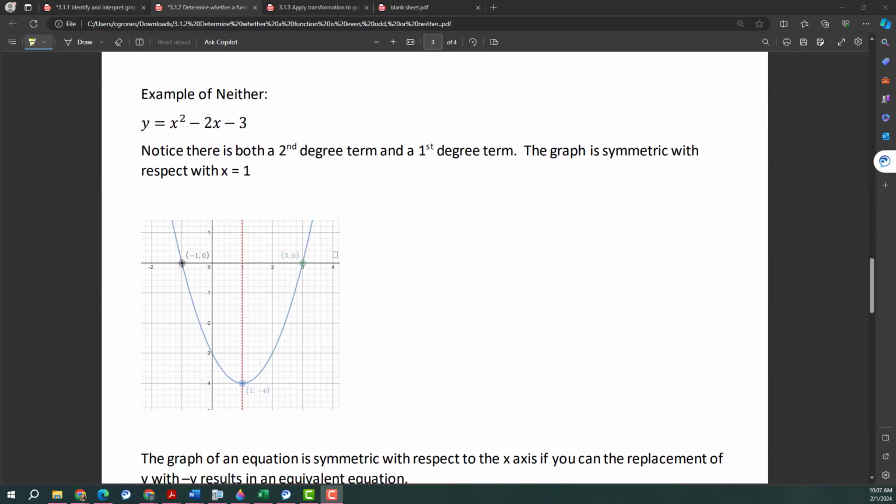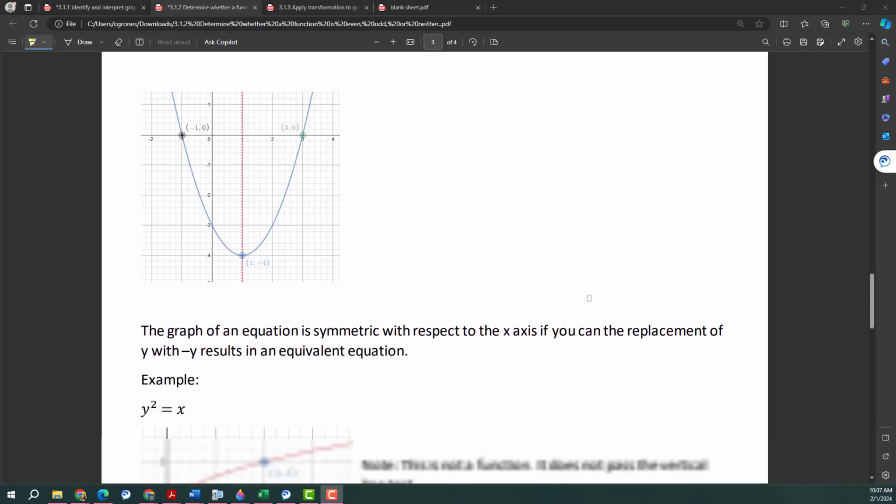This is an example of neither. It says that there is a second degree term and a first degree term. The graph is symmetric with the line x equals 1. So it does not go about the y-axis, but instead it's on this line for x equals 1.